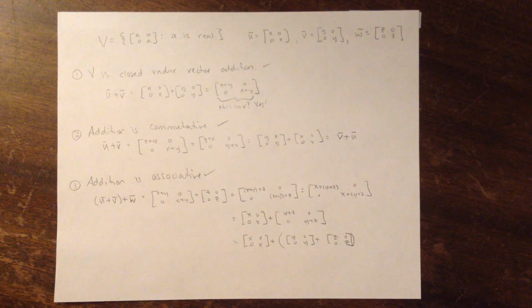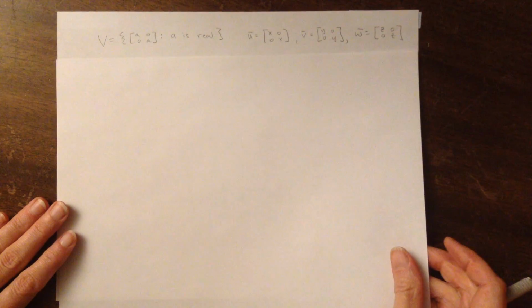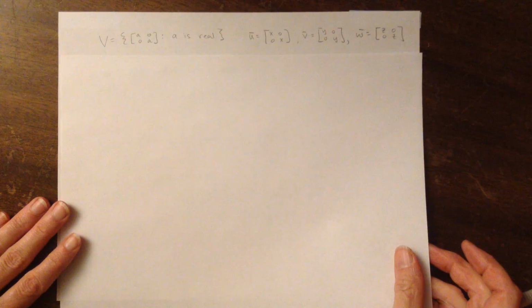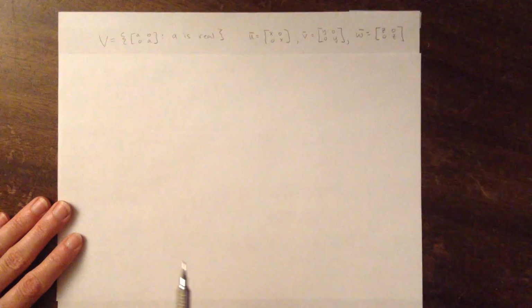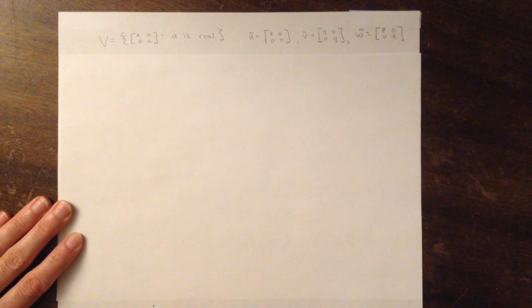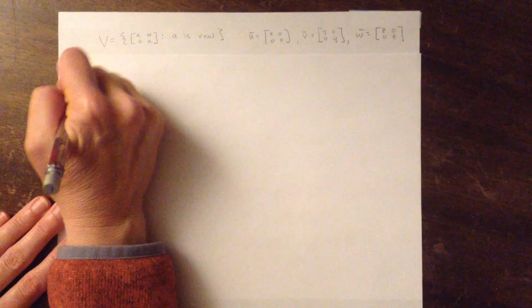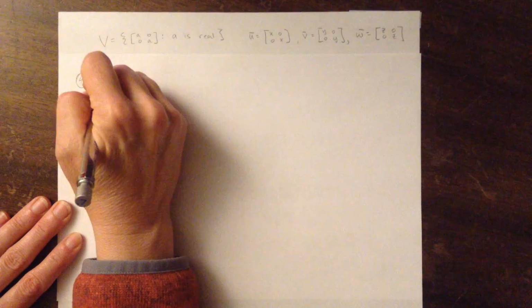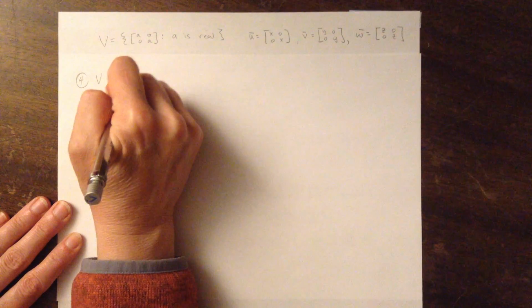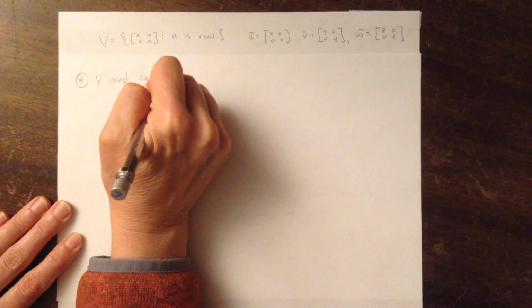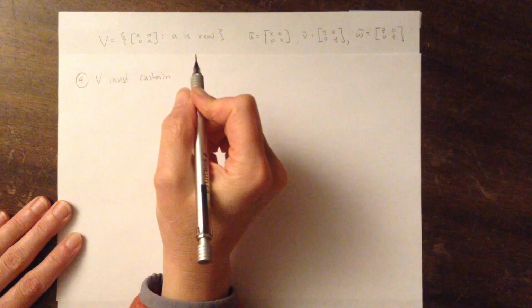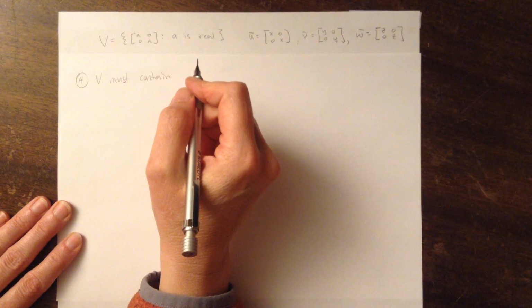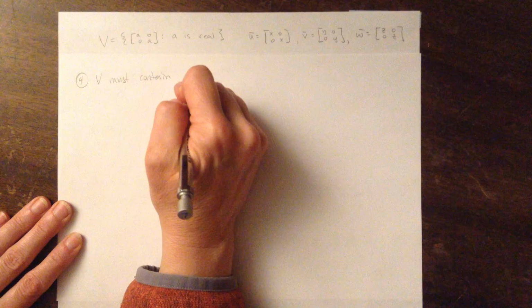Fourth. What has to happen fourth? I'm going to cover this up so I can keep using my vector space here and use this definition. So the fourth axiom is V must contain a zero vector, or what you might call an additive identity.